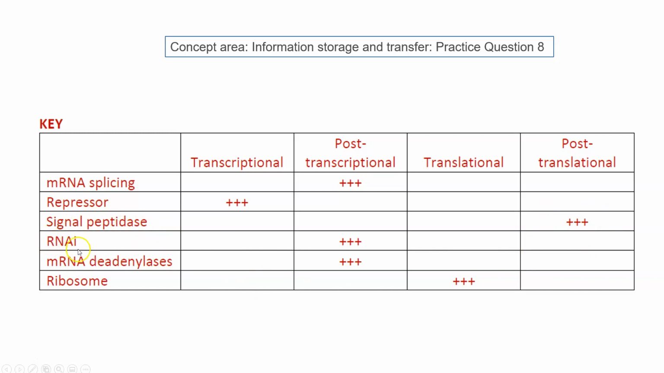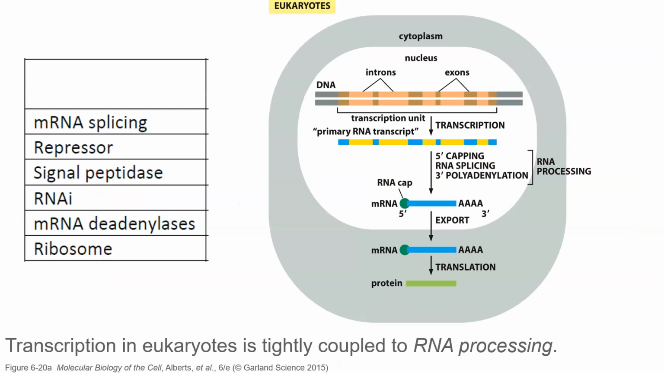This is RNAi, or RNA interference. Again, I already have my RNA, so that must be post-transcriptional. Messenger RNA deadenylases, again, I already have my messenger RNA, so that must be post-transcriptional. And of course, the ribosome is where translation happens. So you might be able to answer this just by doing some deductive reasoning. But I have my favorite pictures here.